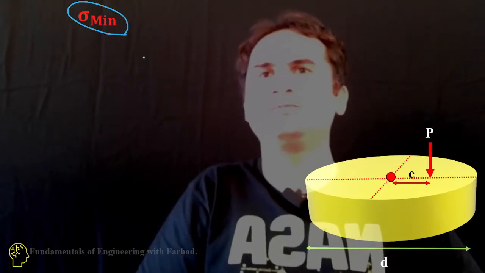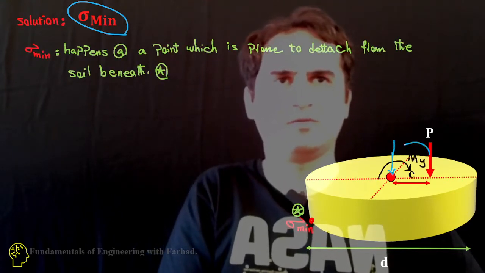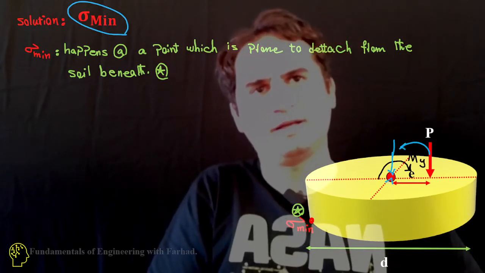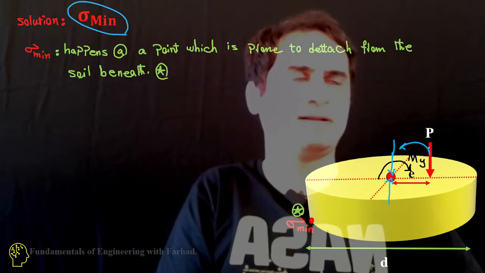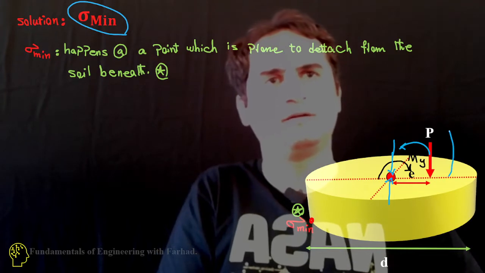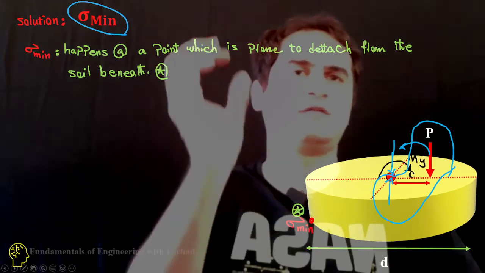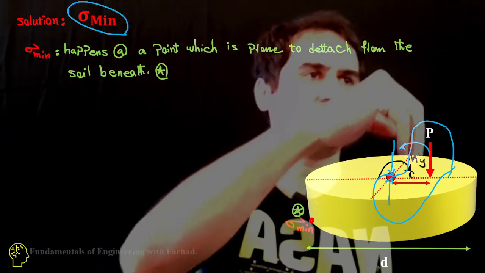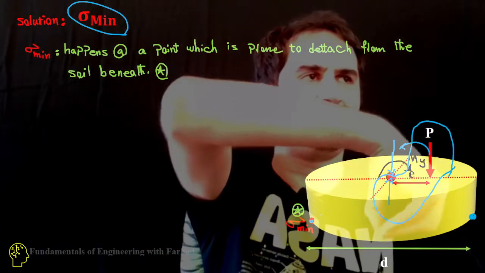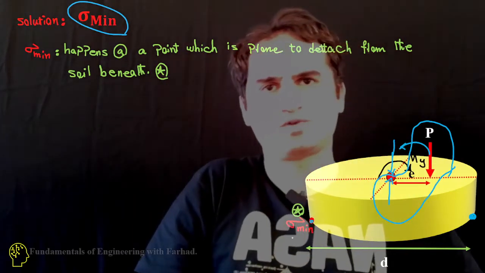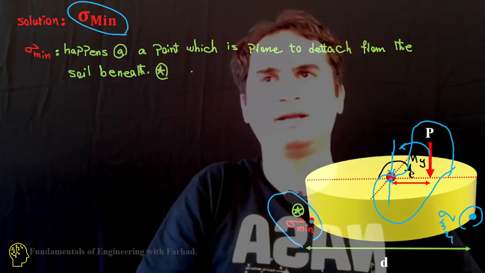So for sigma minimum, we transfer our concentrated load to the centroid and create an opposite force to cancel it, because in reality we just have this P at a distance of E. Obviously these two forces create a bending moment about y, a clockwise moment, which pushes a point here and pulls a point at sigma minimum. So this is sigma minimum, and definitely this is sigma maximum, before any calculation.